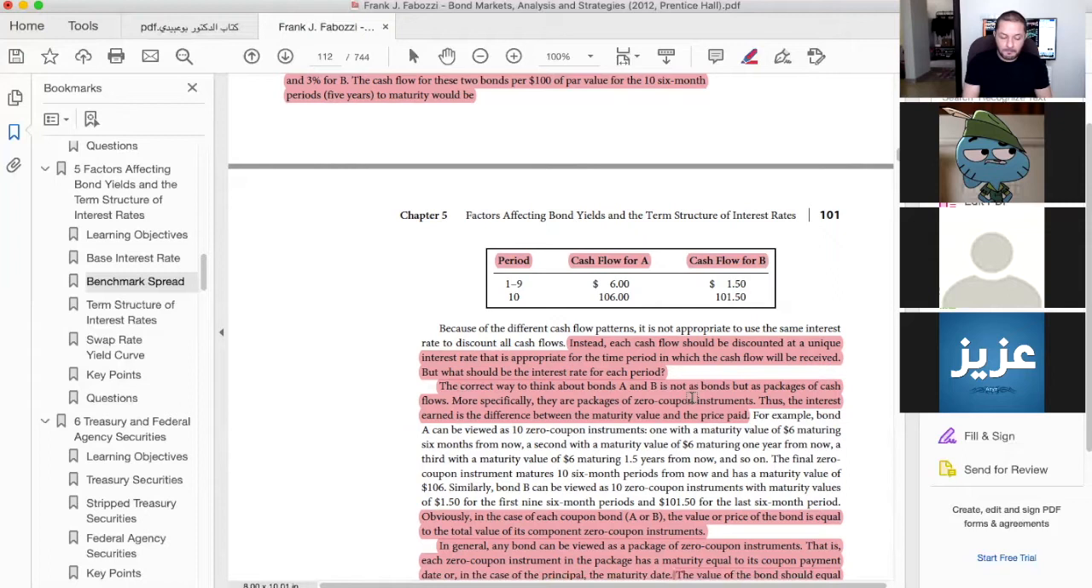Now, the most difficult part in this chapter is how to find the good yield to maturity for each period, right? So as if we are dividing the bond into multiple periods, or as if we are trimming the bonds into sub bonds. I'll give you an example.